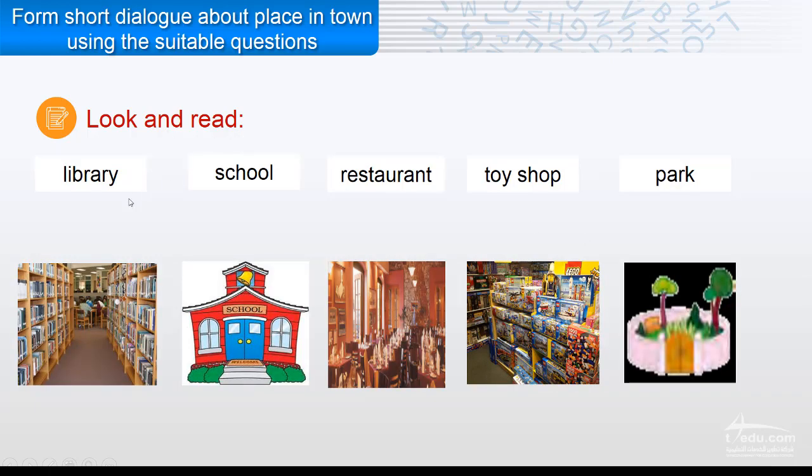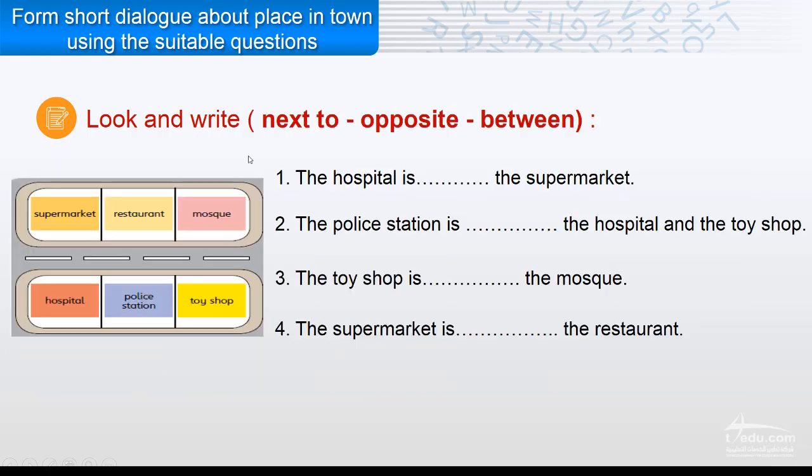Look and read. Library, school, restaurant, toy shop, park. Look and write next to, opposite, between. Okay? You will fill in these blanks with these words according to this picture. Number one, the hospital is, and you have here supermarket. So the hospital is opposite the supermarket.